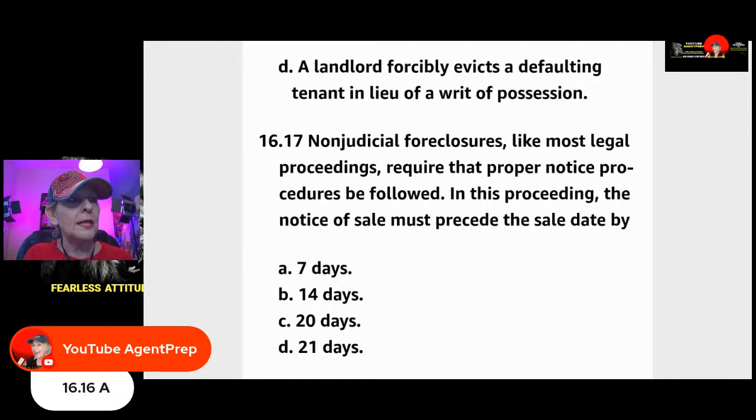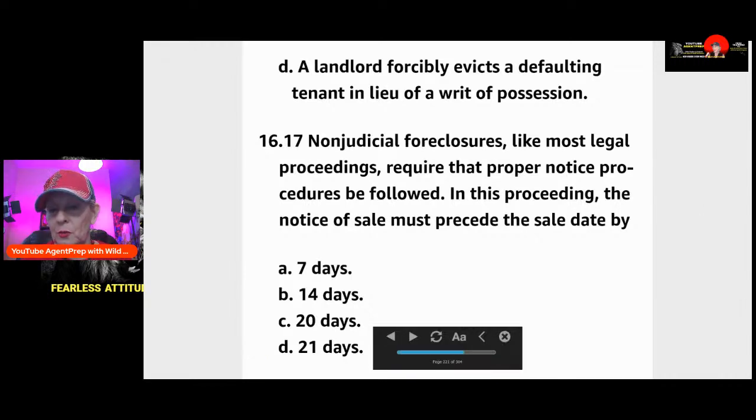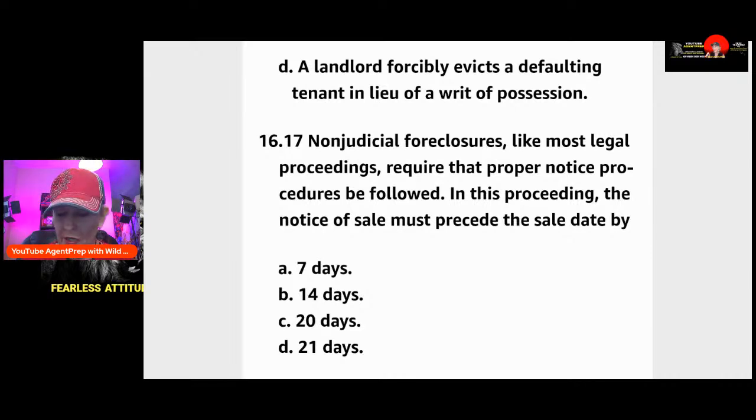And every state has landlord-tenant laws. Non-judicial foreclosures, like most legal proceedings, require that proper notice procedures be followed. In the proceeding, the notice of sale must precede the sale date by A, 7 days, B, 14, C, 20, or D, 21 days. So this is a foreclosure proceeding in the state of Texas. After how many days can the trustee start the foreclosure process? Start sending out notifications.